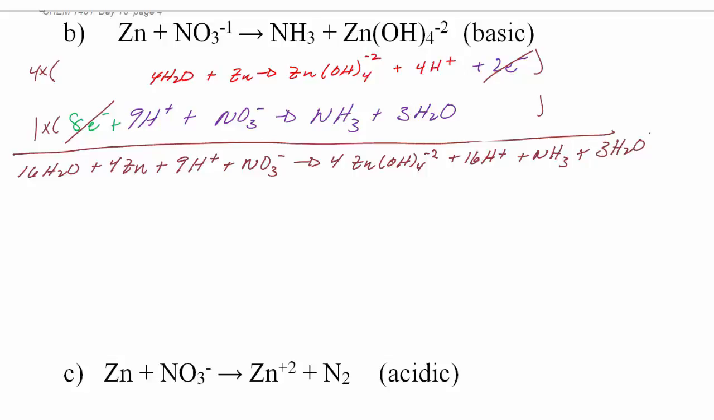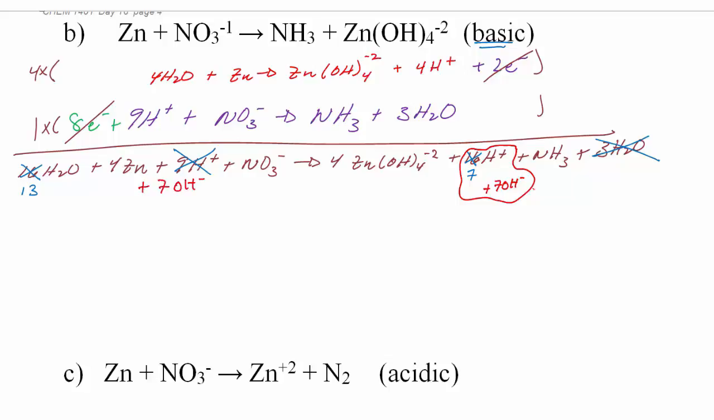Okay, let's see if we can clean this up a little bit. These 3 moles of water will cancel with that 16 and make that a 13. These 9 hydrogen ions will cancel with that 16 and make that a 7. That's about as cleaned up as I can get it. I'm in basic solution. So if I was in acidic, I could quit right now. But since I'm in basic solution, I have to add 7 hydroxides to both sides to convert all those hydrogen ions into water. So if I add 7 hydroxides to this side, I'd better add it over here too.